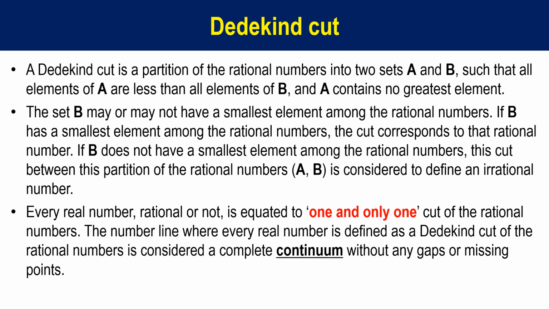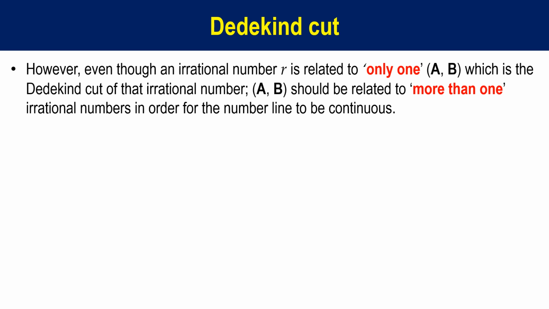The number line where every real number is defined as a Dedekind cut of the rational numbers is considered a complete continuum without any gaps or missing points. However, even though an irrational number R is related to only one A and B, which is the Dedekind cut of that irrational number, A and B should be related to more than one irrational number in order for the number line to be continuous.